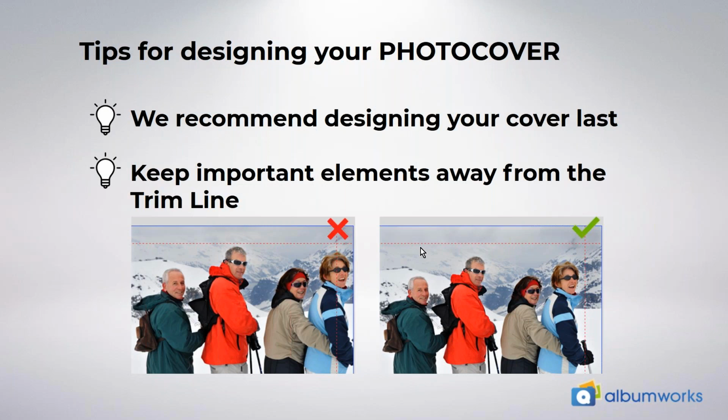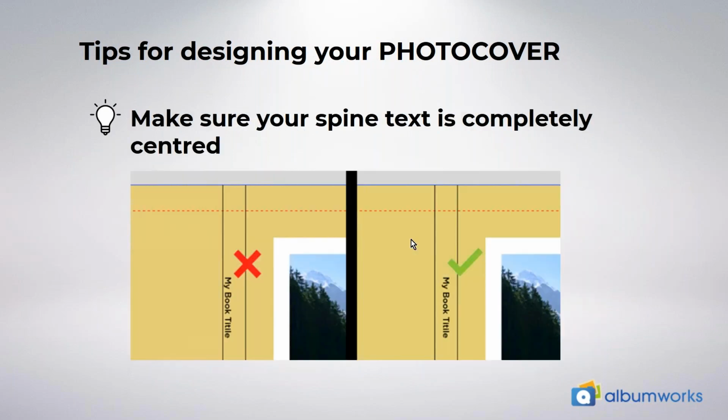Remember, keep important elements away from the trim line or they will get cut off. This includes any text as well as important parts of photos like faces. So make sure the text on your spine is completely centered and that there is at least a 2mm gap between the text and the edges of the spine. Otherwise, your text might end up wrapping onto the front or back cover. You can use the zoom tool in the editor to zoom in and make sure you've got enough space on either side of your text, and I will show you how to do that a little bit later on.